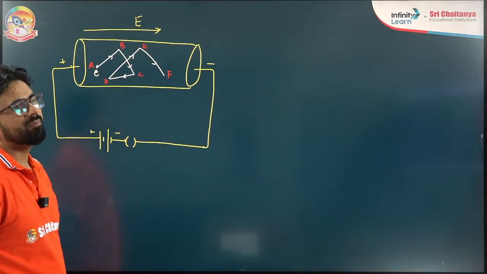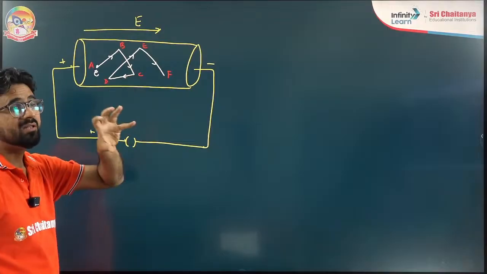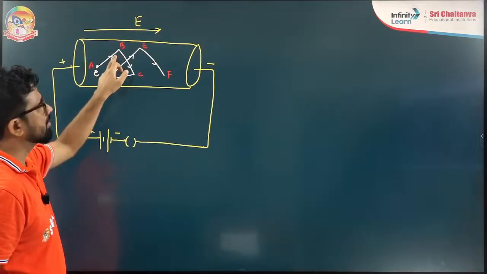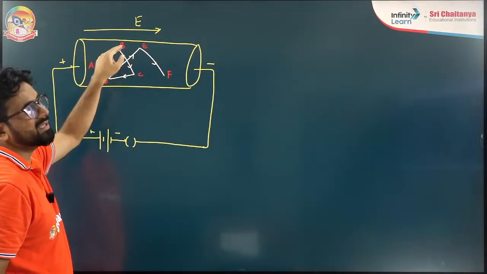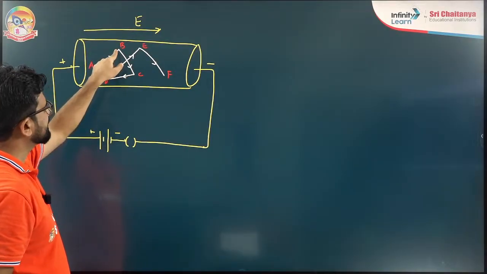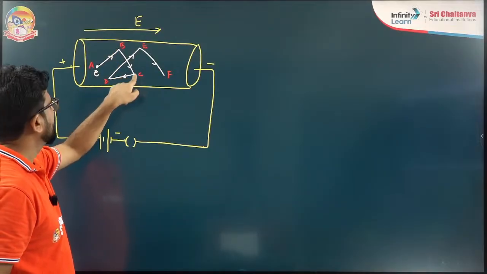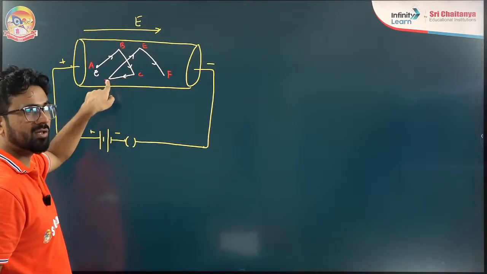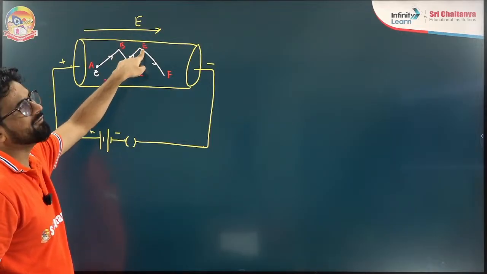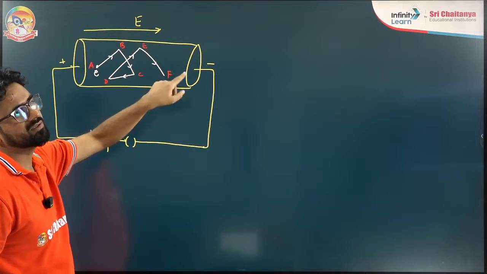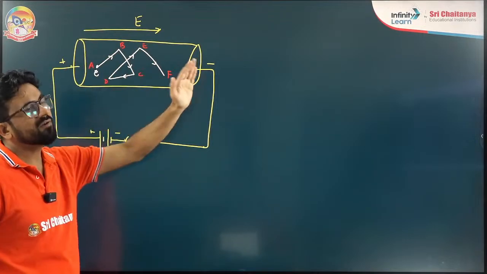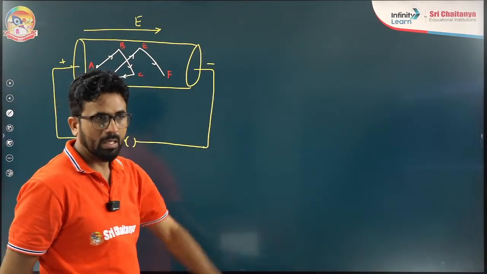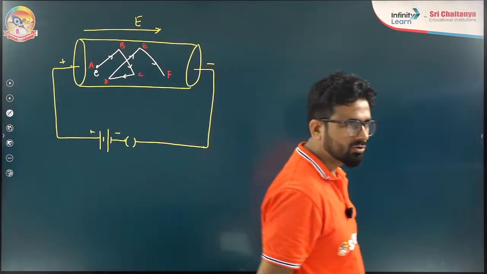When it starts from A and reaches B, one collision occurs. When there is a collision, it changes its direction. Again at C there is a collision, and it changes direction. At D again there is a collision, and it changes its direction. At E also there is a collision, and it changes direction. So this is the motion of the electron. It is not moving in a straight line from here to here. No, randomly it is moving. This concept is clear, beta?